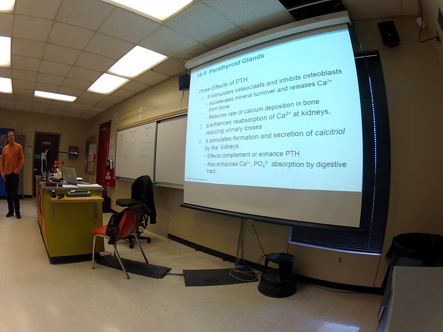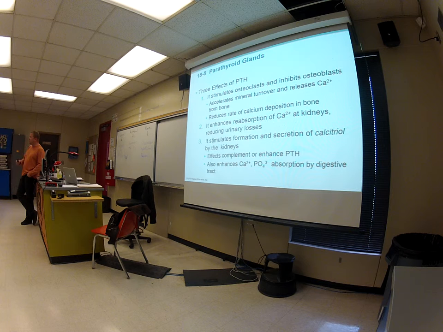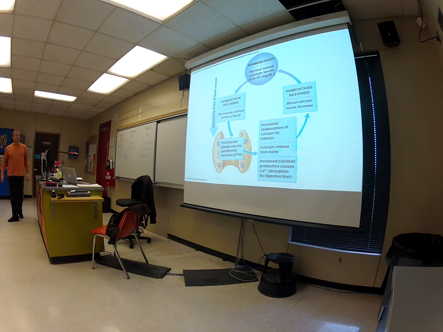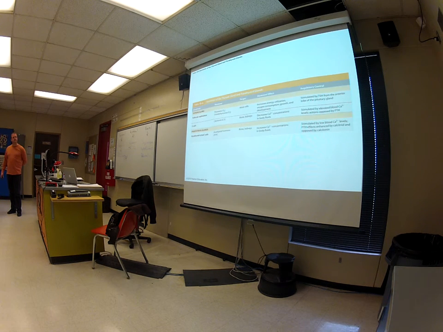The three effects of parathyroid hormone, well, guess what? We already know this. This is repetition. This is all about calcium. So take a moment to refresh your memories on this. All about calcium. Normal blood calcium levels. And we know the two cells that are going to help us with this, right? Osteoblasts and osteoclasts. Okay, there's our homeostasis. And there's our cheat sheet. Thyroid gland and parathyroid gland.